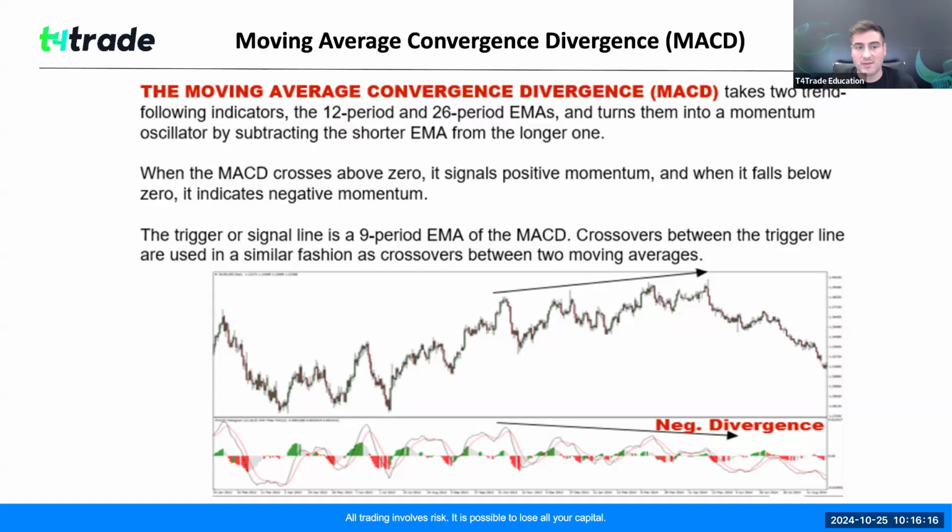So the trigger or the signal line is a 9-period EMA of the MACD. We're going to talk about signal soon. So crossovers between the trigger line and the MACD line are used in a similar fashion, much like crossovers between two moving averages. Okay, so the MACD line and signal line, you can imagine them as the short moving average and the long-term moving average crossing each other. Okay, and this is going to give you a baseline value of zero when you have a crossover between the MACD line and the signal line. Okay, so a trigger line. Yeah, we talked about this.